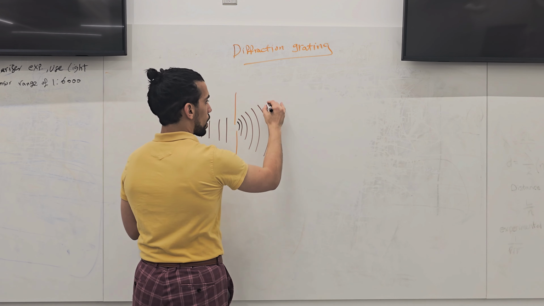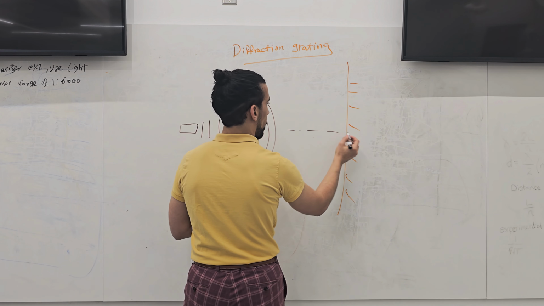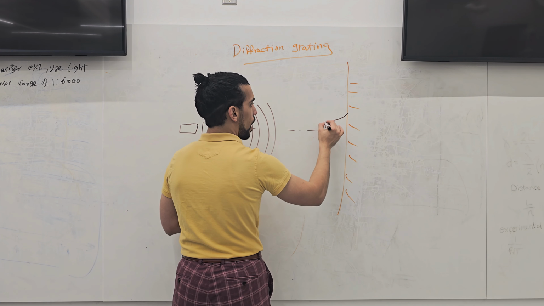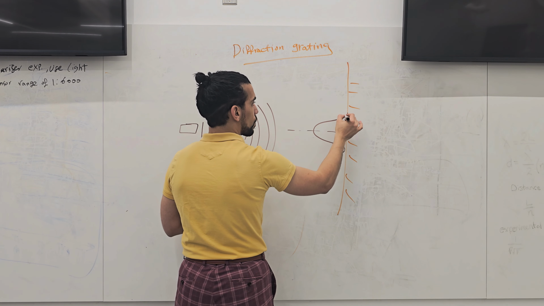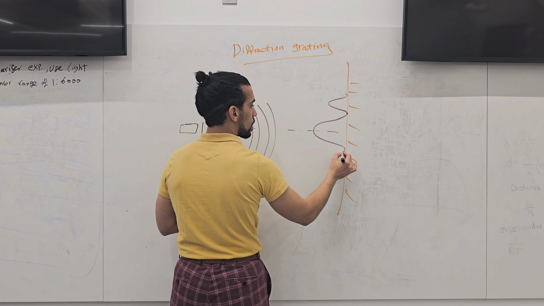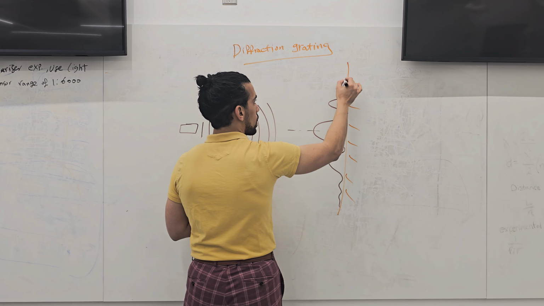Okay. Then if we have a viewing screen here, what we will see is an area of high constructive interference, then a valley of destructive interference, then high constructive interference, then low, and so on.